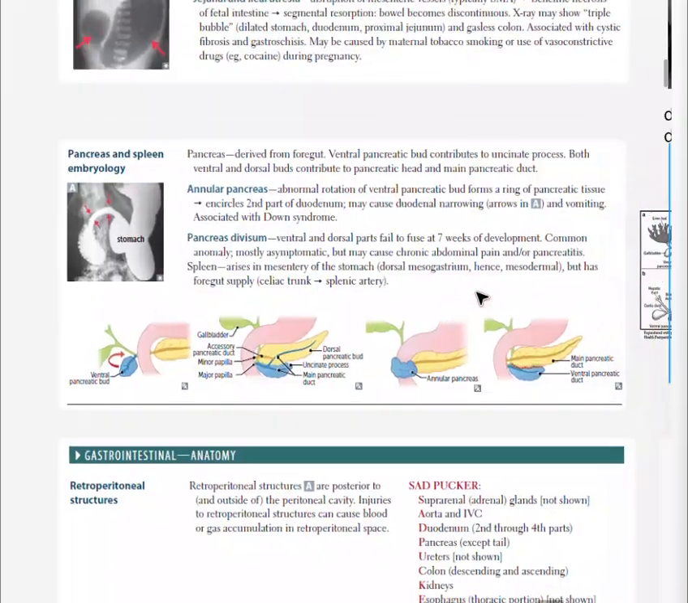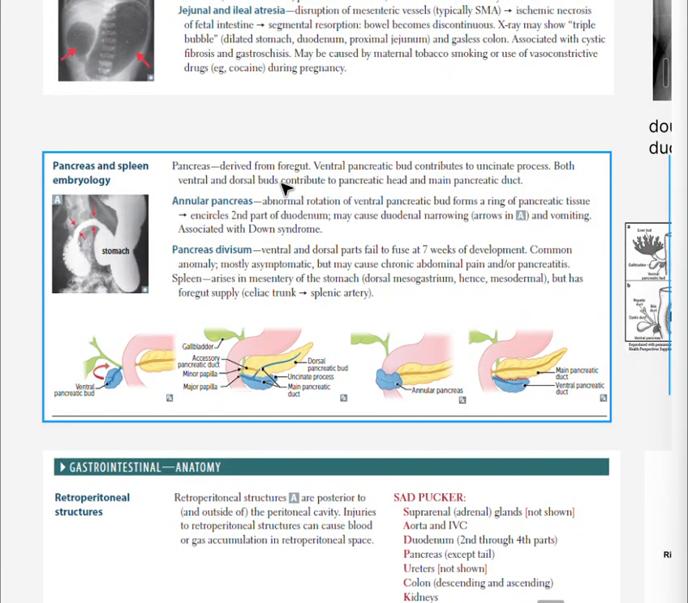In the pancreas area, we have the pancreas, which is derived from the foregut. The ventral pancreatic bud contributes to the uncinate process. Both ventral and dorsal buds contribute to the pancreatic head and main pancreatic duct. Annular pancreas is when you have an abnormal rotation of the ventral pancreatic bud, which forms a ring of pancreatic tissue, encircles the second part of the duodenum, and may cause duodenal narrowing and vomiting. It's associated with Down syndrome.